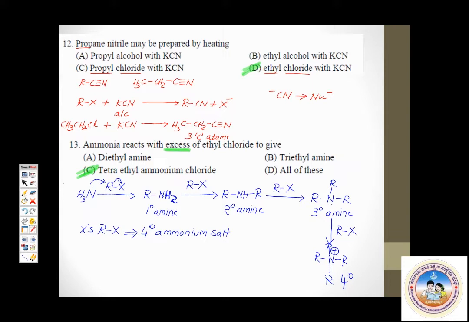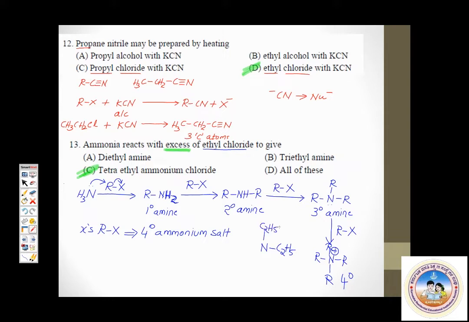Now here the given compound is ethyl chloride. So if you have to get quaternary ammonium salt, then you know the nitrogen atom must be attached to 4 R groups. Now what is the R group here? R group here is ethyl, because we have selected ethyl chloride as the reagent. So I will now have 4 ethyl groups attached to nitrogen.